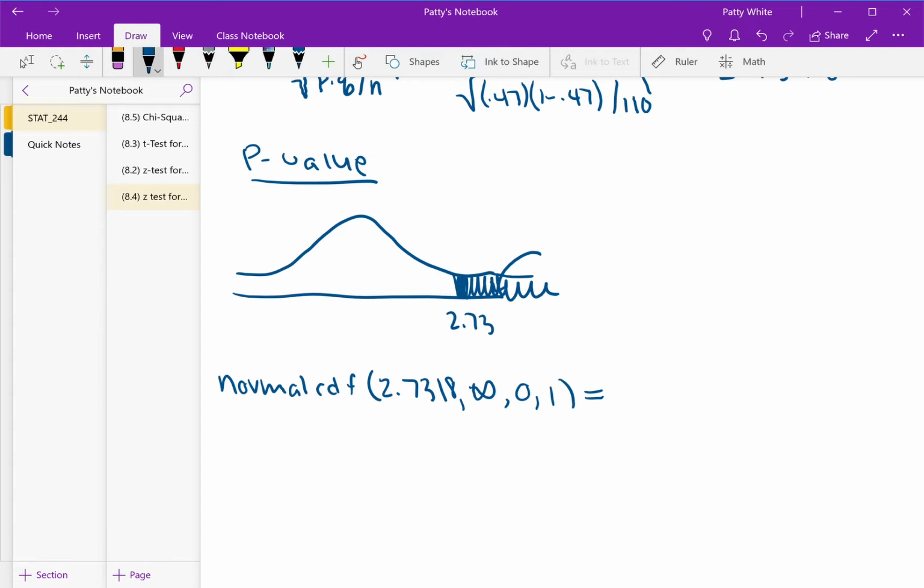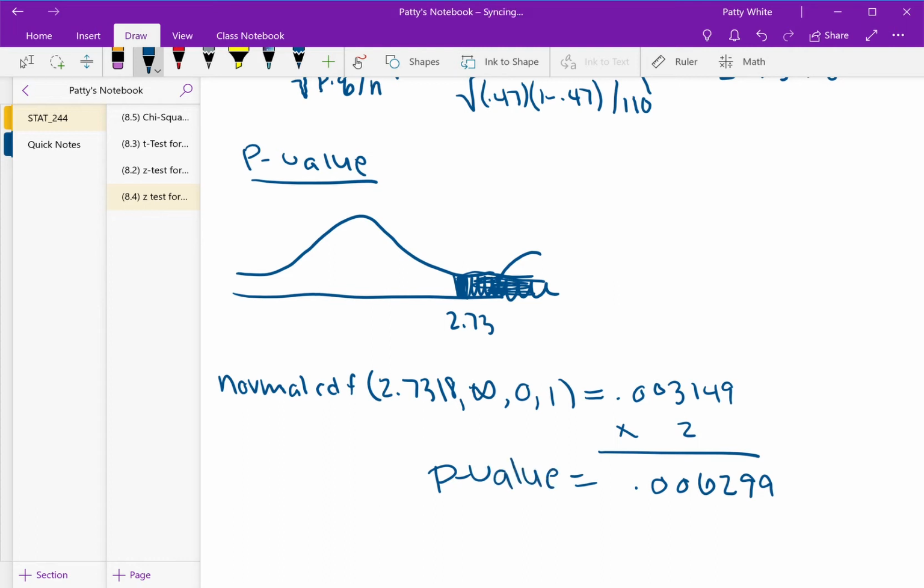I'm just putting that into my calculator right now. Let's see, that gives me 0.003149 approximately. Now, that is for just the area in one of the tails. But we had a two-tailed hypothesis test, so we actually need to multiply this by 2. So I get 0.006299. This is our p-value for our two tails.